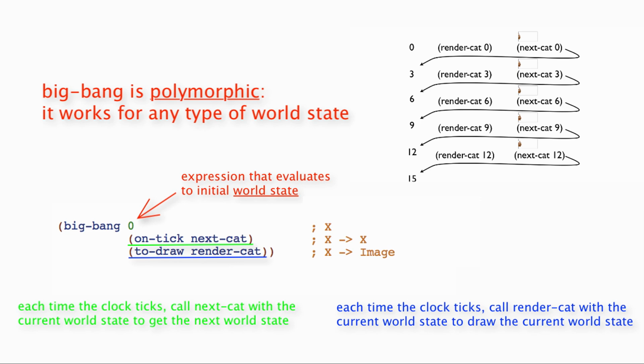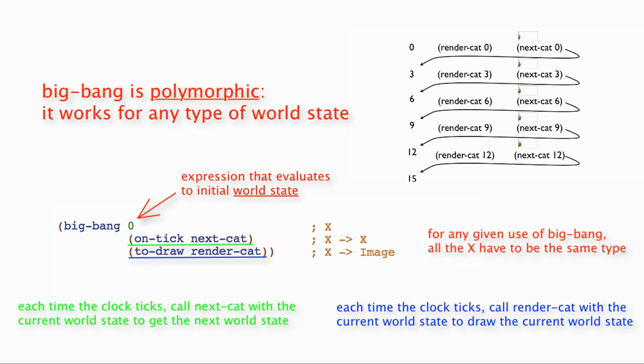All Big Bang wants is for you to give it an initial world state. And then for onTick, you've got to give it a function that consumes a world state of that type and produces a world state of that type. And then for toDraw, you have to give it a function that consumes a world state of that type, whatever it is, and produces image. The key thing is, in any one use of Big Bang, all the X's have to be the same type. They all have to be consistent. That's what matters to Big Bang.